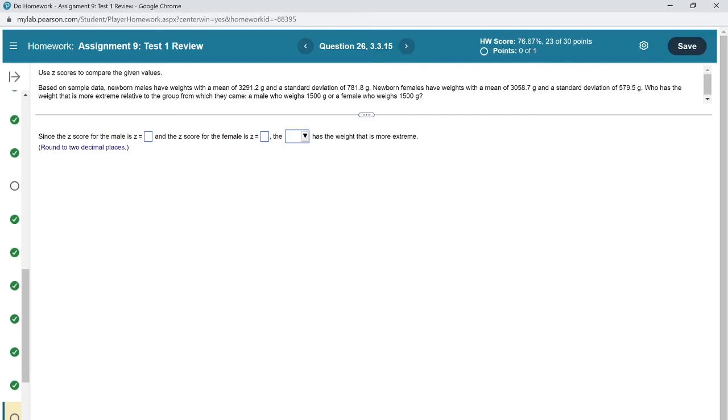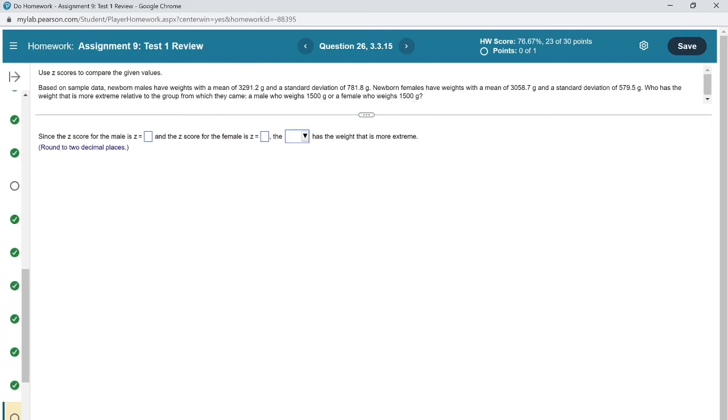Based on the sample data, newborn males have weights with a mean of 3,291.2 grams and a standard deviation of 781.8 grams. Newborn females have weights with this mean and this standard deviation. Who has the weight that is more extreme relative to the group from which they came? That depends on the z-score. A male who weighs 1500 grams or a female who weighs 1500 grams.